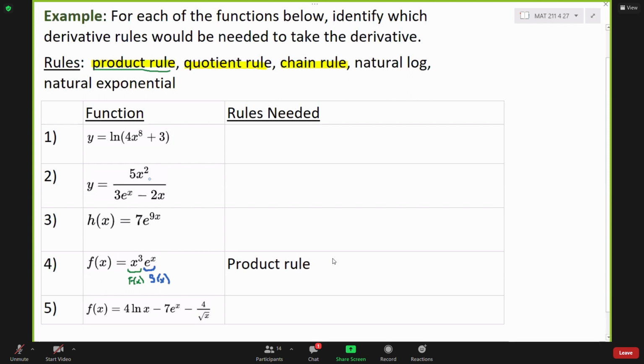None of these other functions have that situation. None of these other ones have one part multiplied to another part to make the overall function.